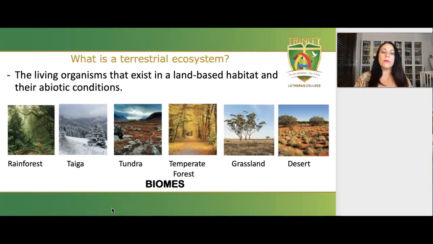So let's start with it easy. What is a terrestrial ecosystem? It's all the living organisms that exist in a land-based habitat and their abiotic conditions. That includes the biomes that we're familiar with: the rainforest, the taiga, which is that really cold one, the tundra, which is even colder, almost nothing can live there, certainly no trees or shrubs, the temperate forests, either deciduous or not. Living here in Australia, we don't tend to get very many deciduous forests. The grasslands and the desert, which we get a lot of.